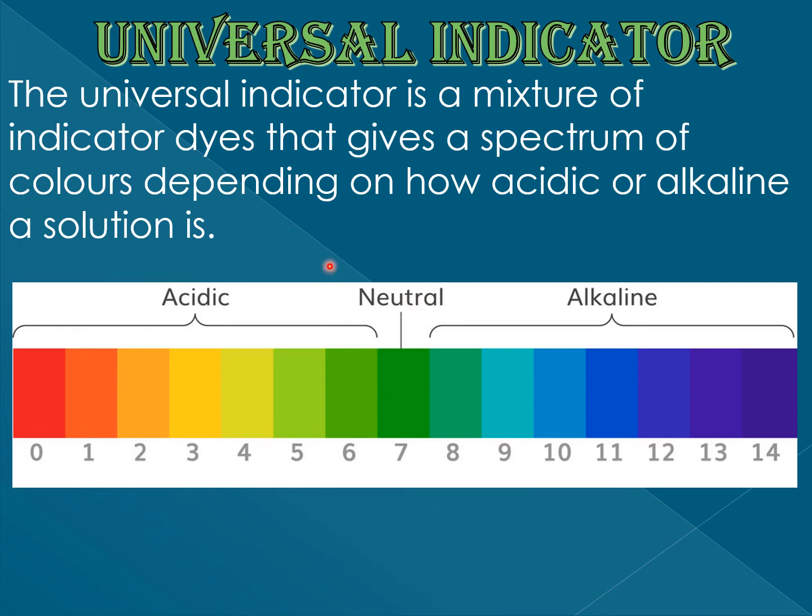Now, for example, universal indicator produces green color in neutral solution, that is when the pH is 7. It changes to basic progressively from blue to indigo, indigo to violet as pH increases progressively from 7 to 14. Color changes in acidic solution from yellow to pink and then to red as pH progressively decreases from 7 to 1.